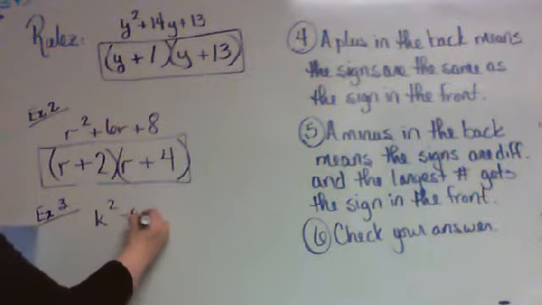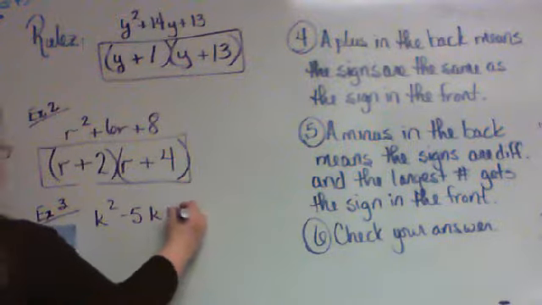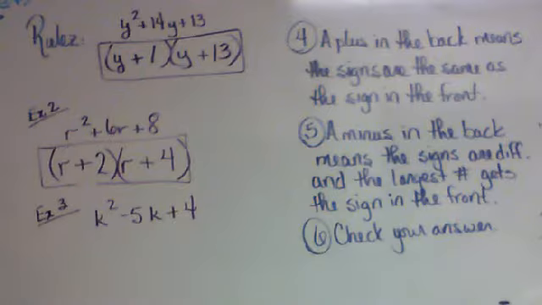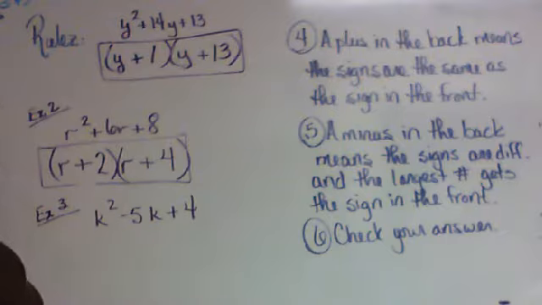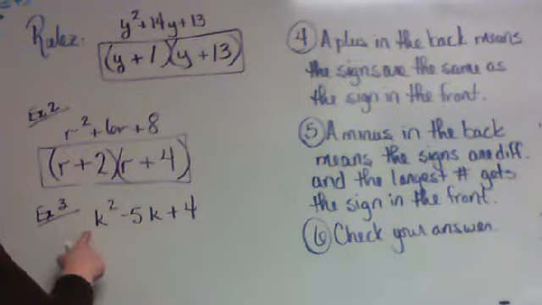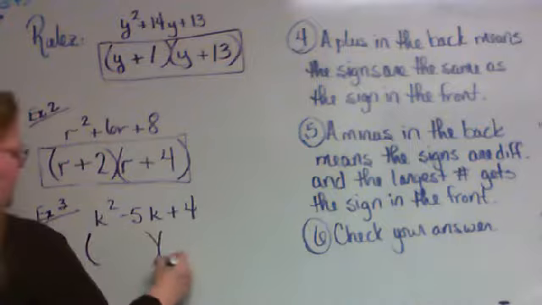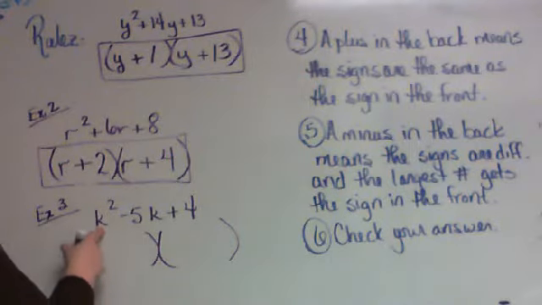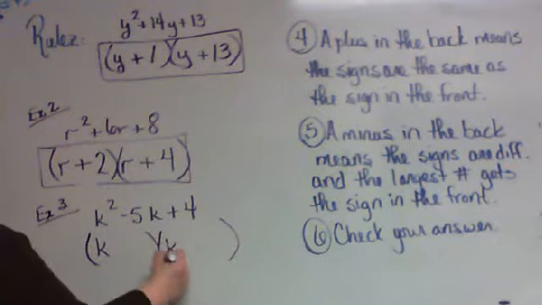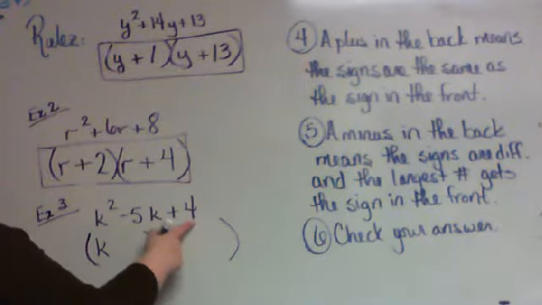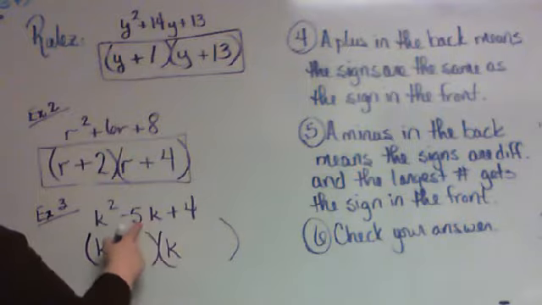K squared minus 5k plus 4. Is there a GCF? No. How many terms? 3. What's the leading coefficient? 1. Draw my skeleton. Two things that multiply together to give you k squared: k and k. Two things that multiply together to give you 4, and in this case they have to add to give you 5.